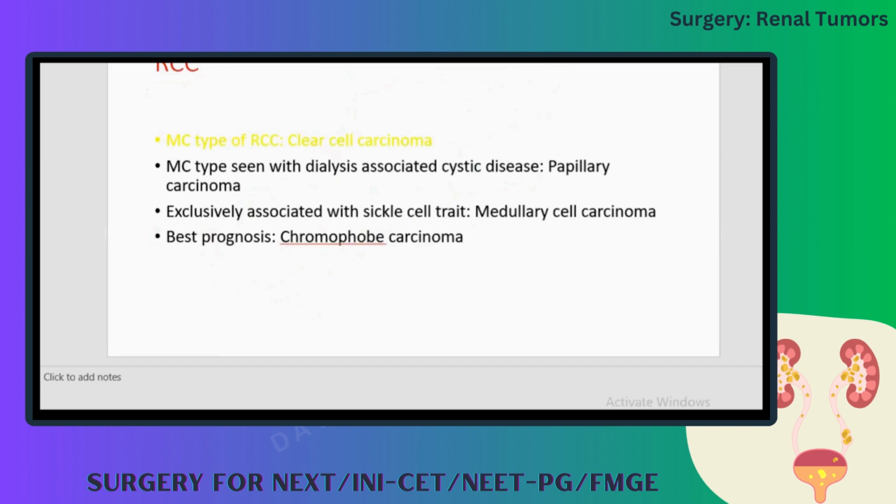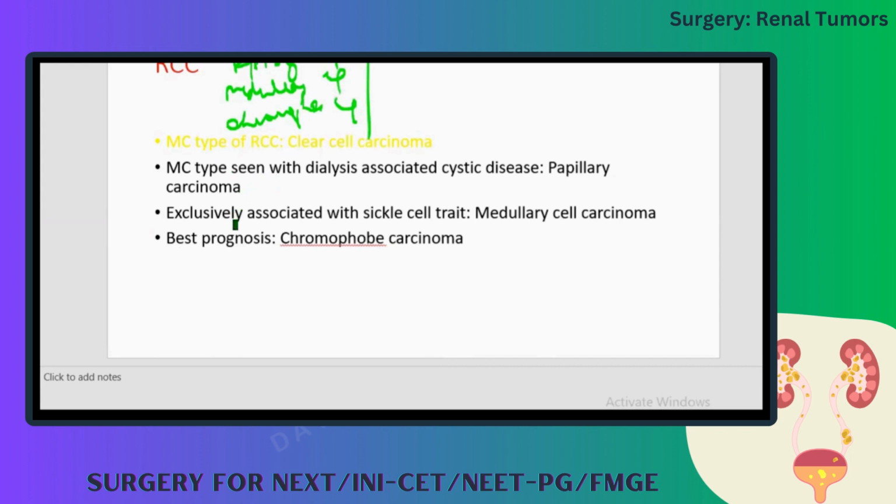So again, like stones, we have 4 types of stones, right? In the same way, we have 4 types of kidney tumors. In RCC, we have 4 pathological types: one is clear cell carcinoma, one is papillary carcinoma, one is medullary carcinoma, and the other is chromophobe carcinoma. Clear, papillary, medullary, chromophobe. These are the 4 various types of malignancies.